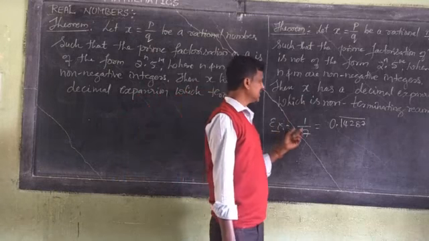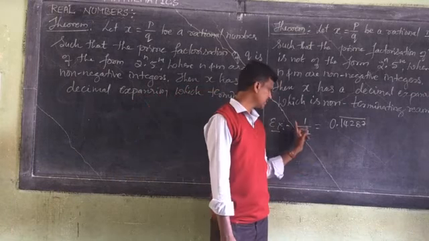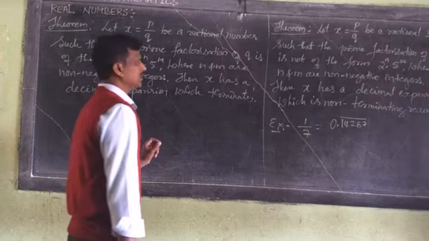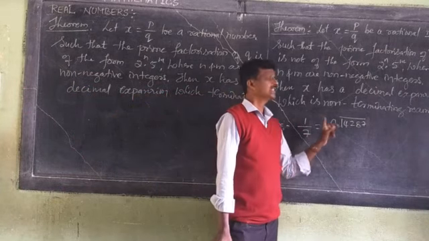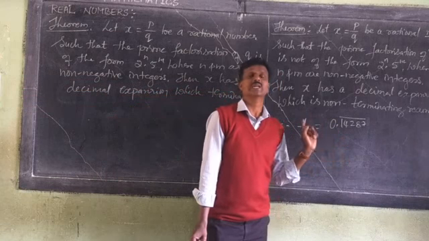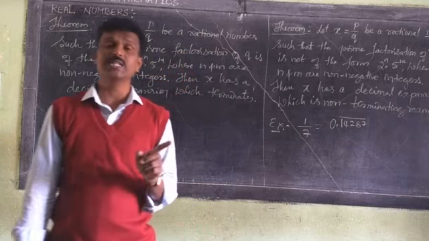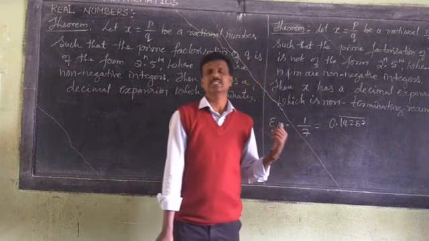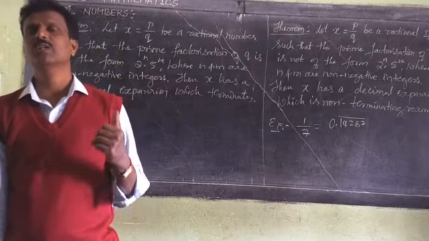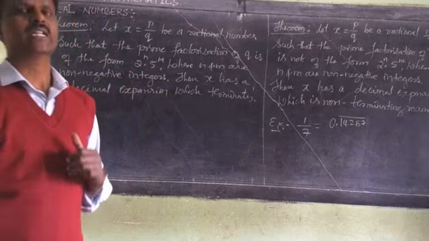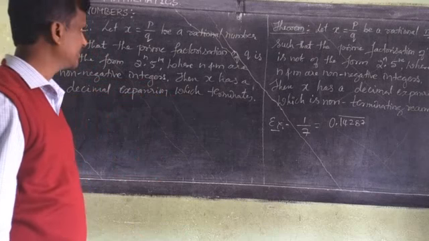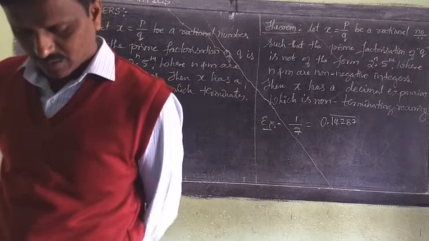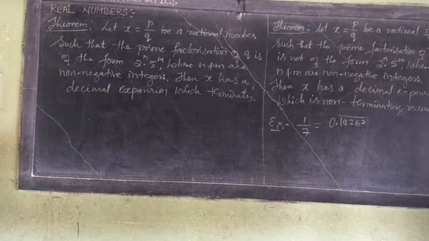Therefore, 1 by 7 is a rational number, and its decimal expansion is a non-terminating and recurring decimal expansion, when the denominator is not in the power of 2, or in the power of 5, or in the powers of 2 and 5.